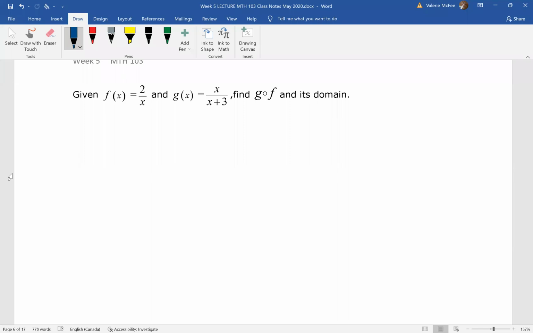Let's try one more question here. We're asked to find g composed with f. So g of the f of x. Our first substitution. The f of x needs to go in the brackets.